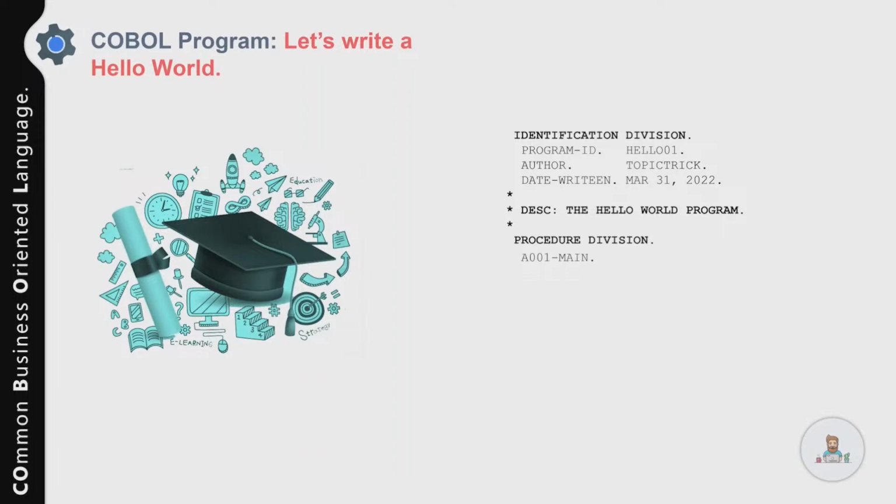So you have two different divisions in that. The first one is the identification division, which is used to specify the documentation information and the program name. After that, I've included a brief description about the program. Thereafter, I have the procedure division, which includes my business logic, and there's a paragraph called A001-MAIN, and in that particular paragraph, I've used the DISPLAY statement to print hello world in spool. So when you compile and run this program on an IBM mainframe, the output would be hello world.